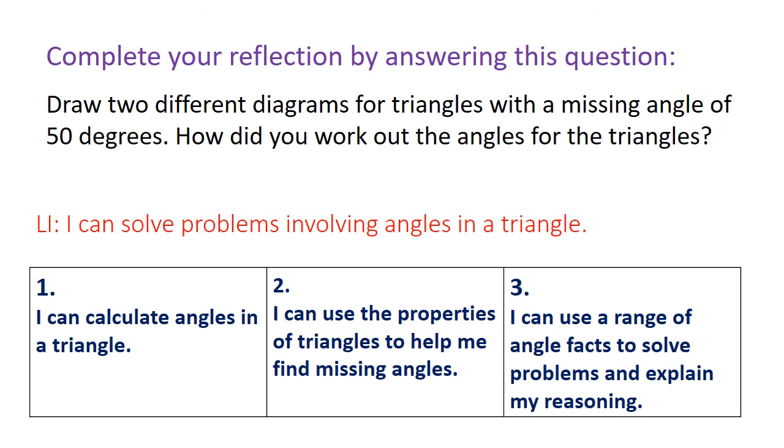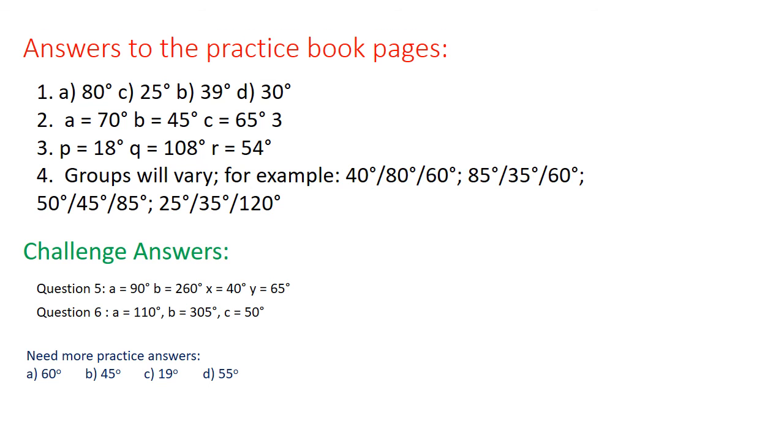Draw 2 different diagrams for triangles with a missing angle of 50 degrees. How did you work out the angles for the triangles? So a little bit of writing to go with it. And then your final task, after you've written your reflection, is to mark the work that you've done. Have fun.